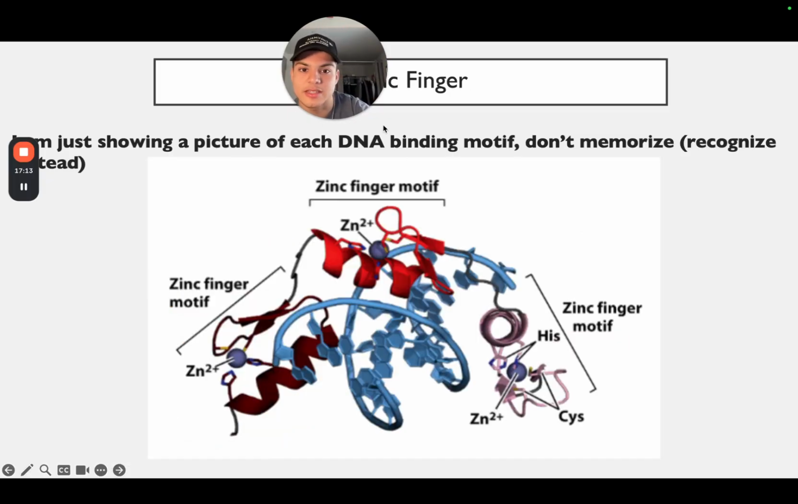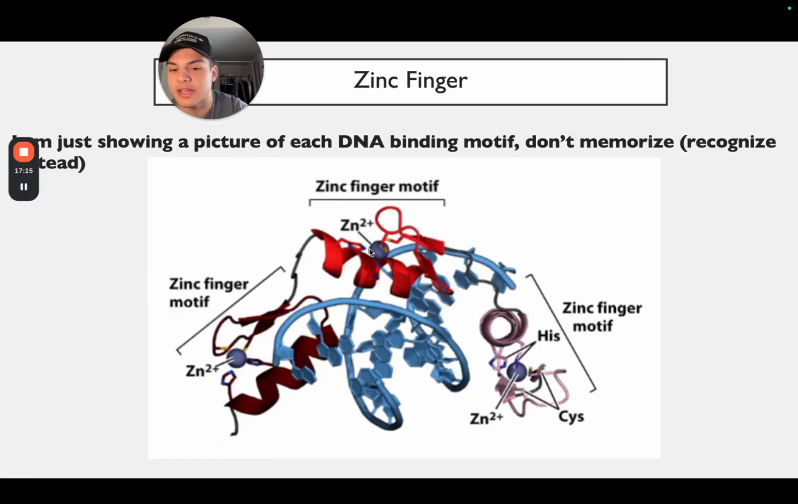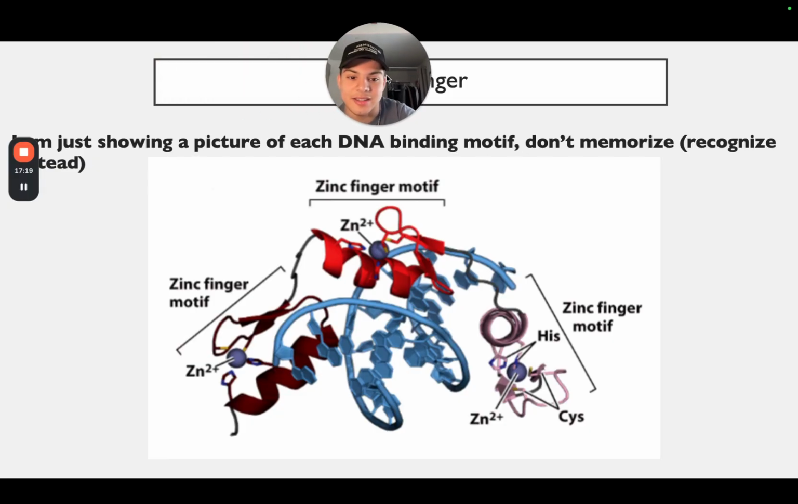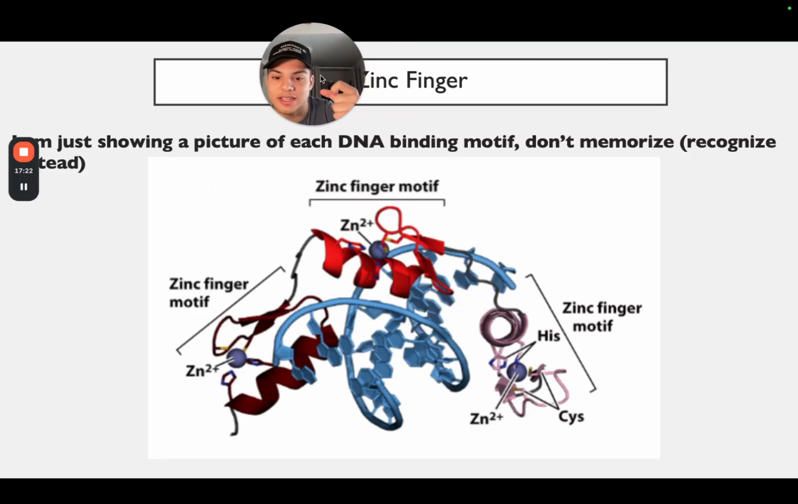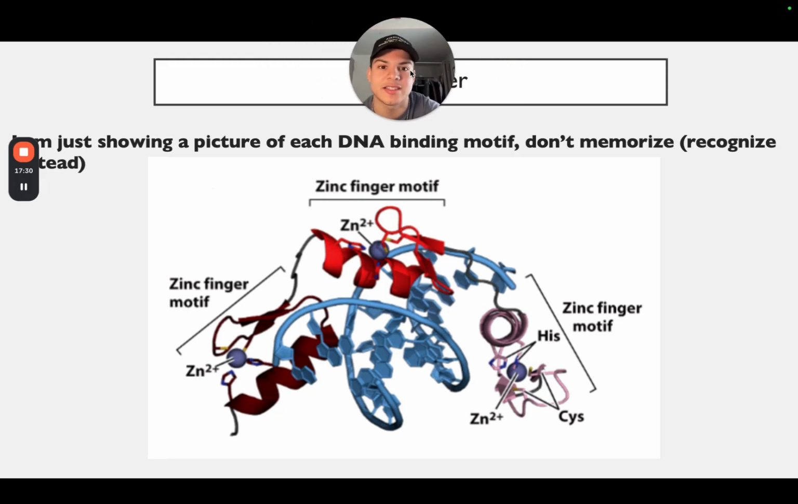Then the next one is the zinc fingers. As you can see here, you have the zinc, and it's not so much that it's like a finger, it's just to say that the zinc allows for the stability of the protein. Those zinc finger functional domains, whatever you want to call them, will bind onto the DNA itself. That's really the extent you needed to know.